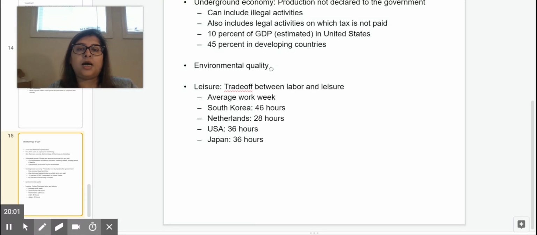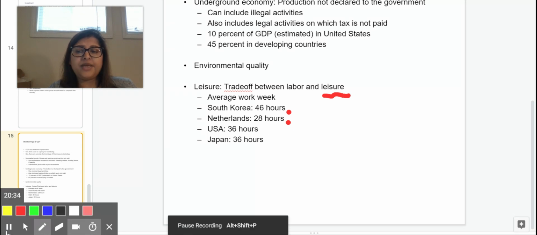The other thing is that GDP essentially counts how much is produced. It doesn't count how it's produced. So, for example, there are countries that have really high GDP, but their people work really hard too. In South Korea, the average work week is 46 hours. In the Netherlands, it is 28 hours. Now, the Netherlands may have a smaller GDP compared to South Korea, but in which country do you think people are better off, right?